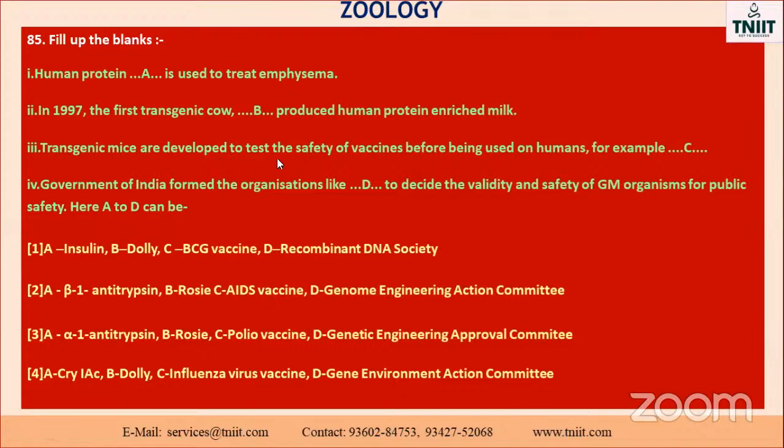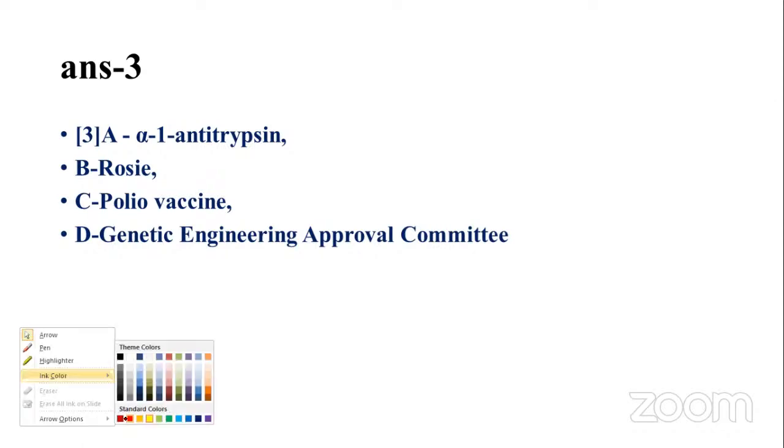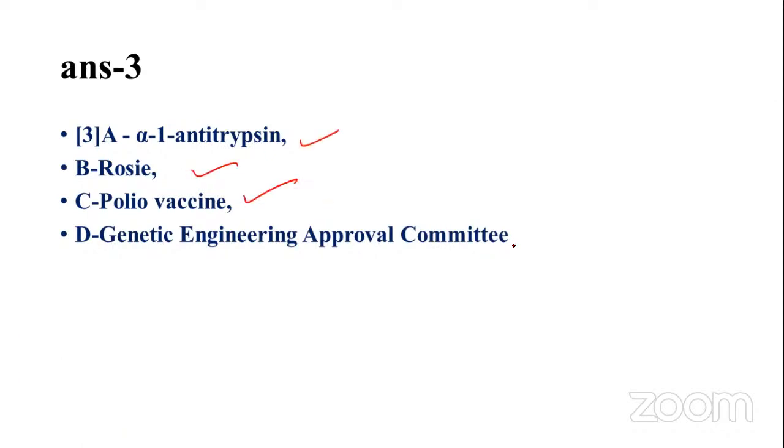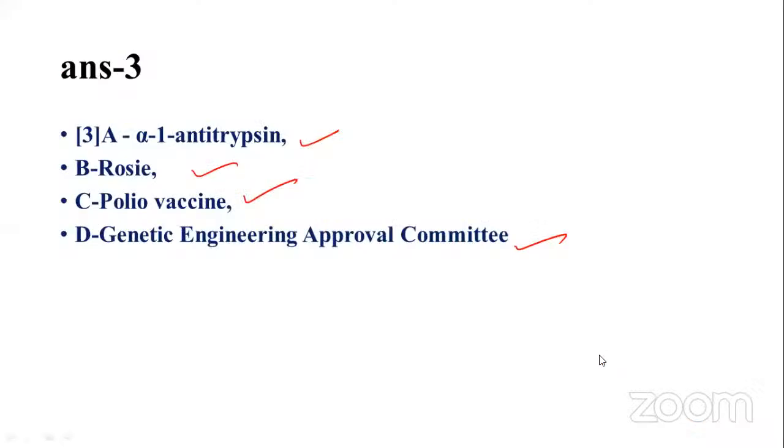Okay. And then the third one is testing the safety of a vaccine before using it on humans, for example, C. Whether the AIDS vaccine or polio vaccine. Polio vaccine. So the answer is C, the third one. Alpha 1 antitrypsin protein, Rosy is a cow, and the polio vaccine is also under the Genetic Engineering Approval Committee. Okay, these are the four. These are the important ones already. So you study GMOs, this one. So this one is the correct one.